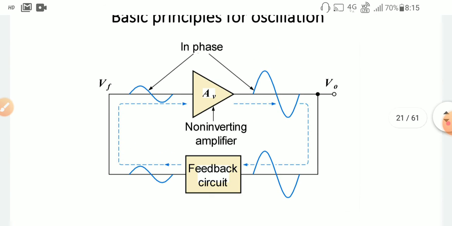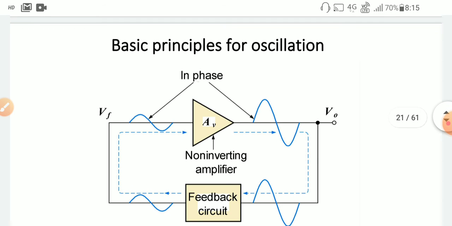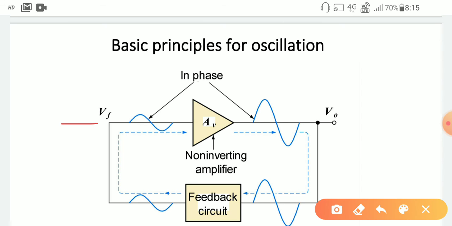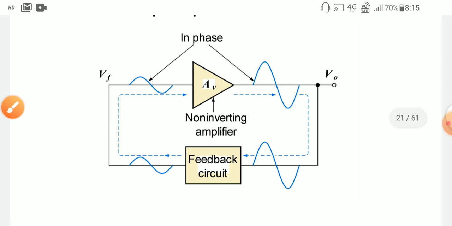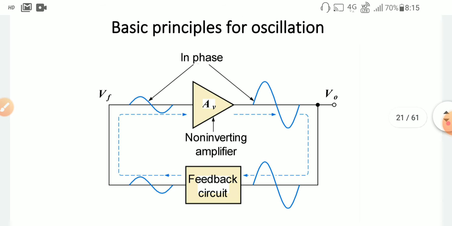If you look at this basic picture, what happens? No input signal is applied there. There is no V of S present here. This closed loop is maintained for the oscillation process.